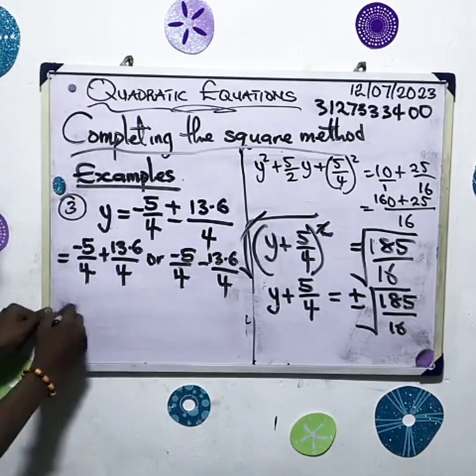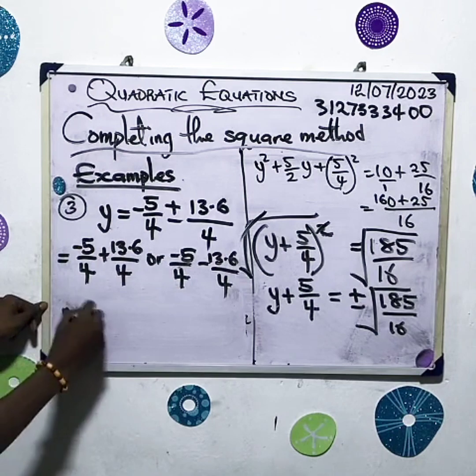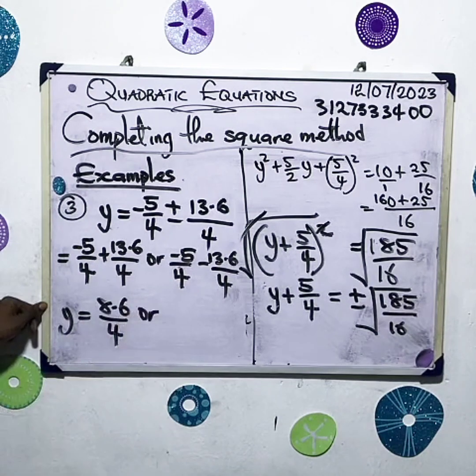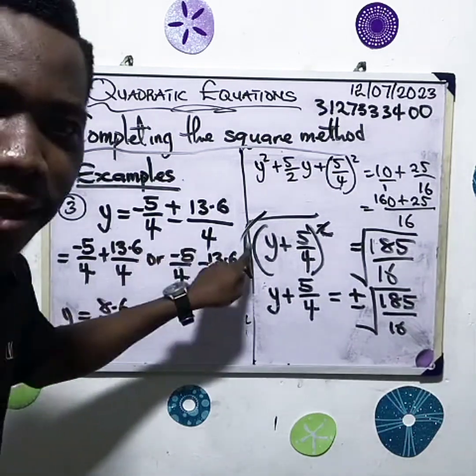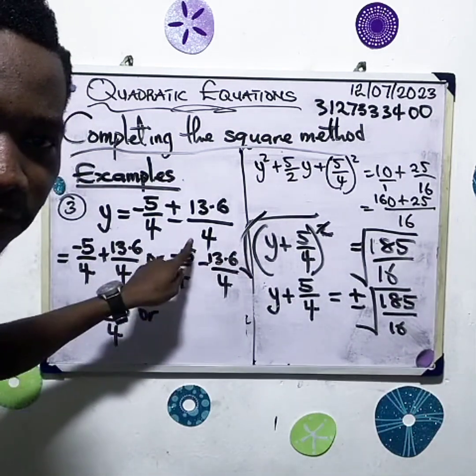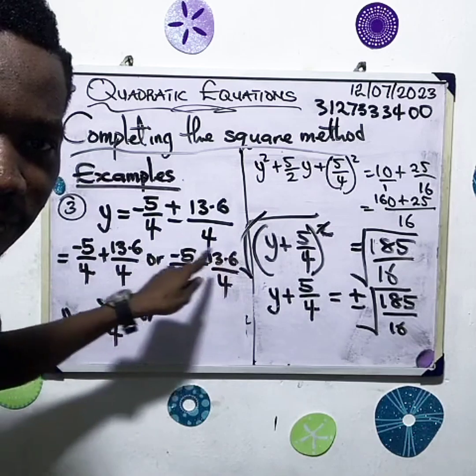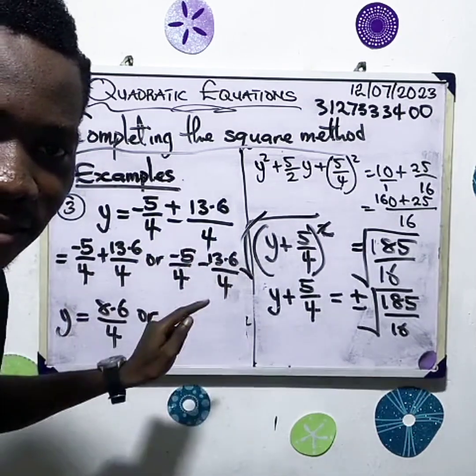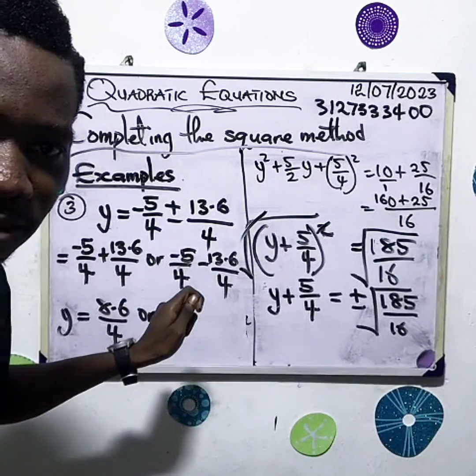So y is equal to 8.6 over 4, or minus 5 minus 13.6. What is minus 5 minus 13.6? Okay, it says minus 18.6.